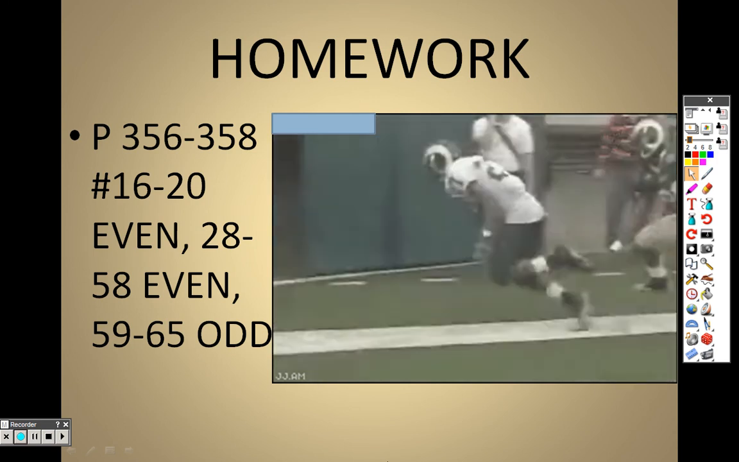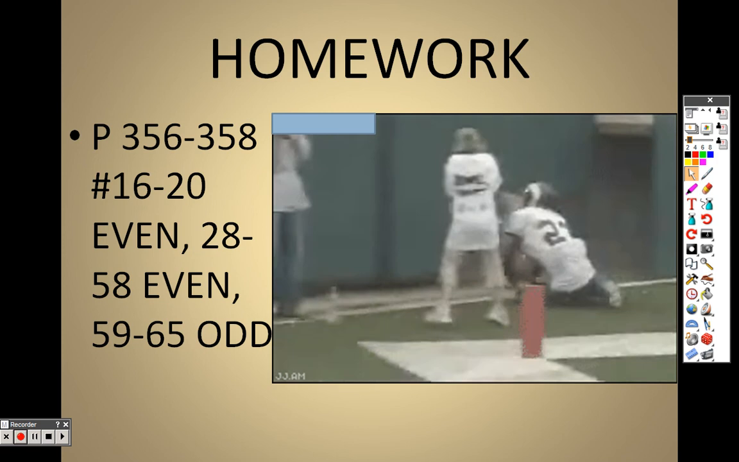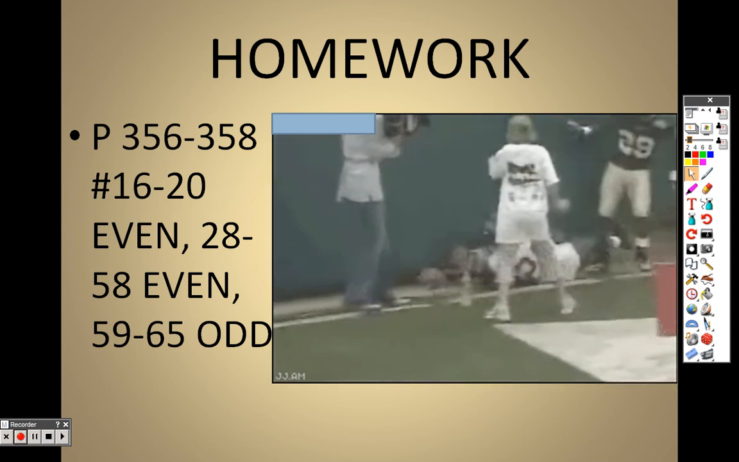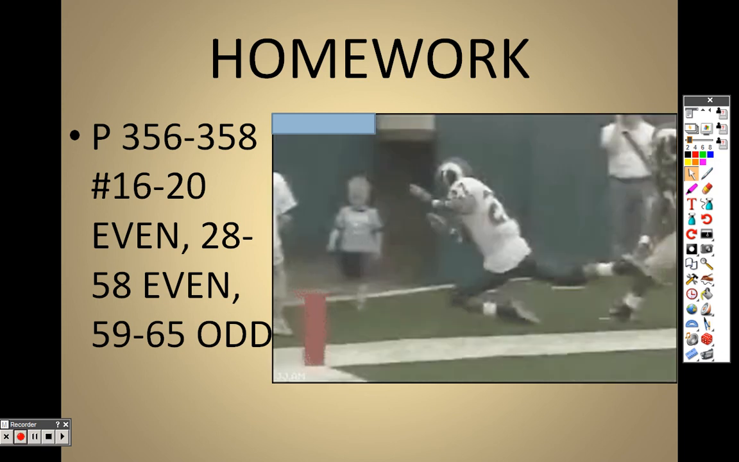So there's your homework. Try your best to use both the synthetic division and the long division method for factoring. And we will see what we come up with from there.